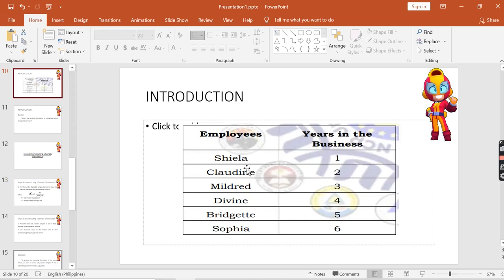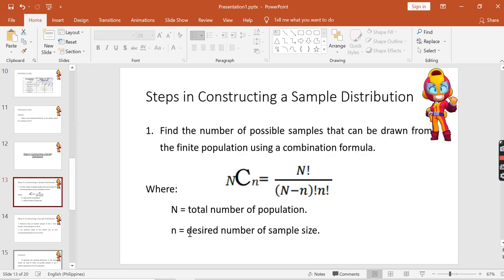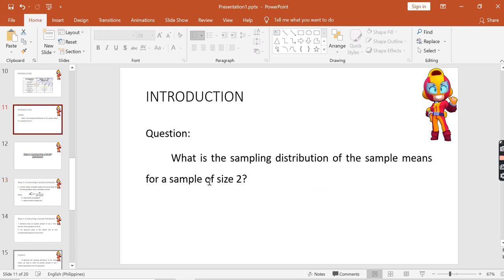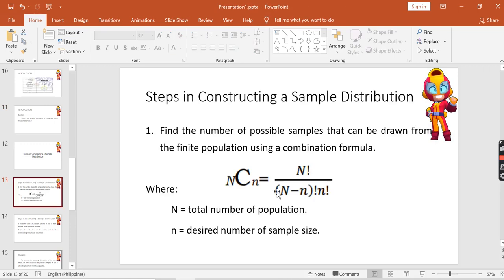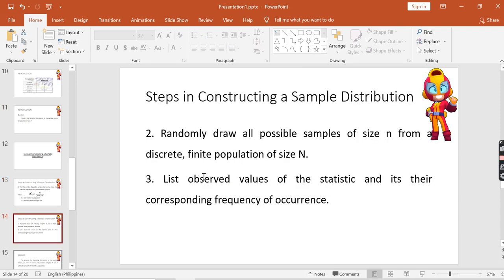Okay, so we have 6. We have Sheila, Claudine, Mildred, Divine, Bridget, and Sophia. While for the small n, the desired sample size is, how big is our sample size? Alright, so we want a sample size of 2. Okay, remember that. Capital N is 6, small n is 2. So later on, we'll be plugging those values into this formula.